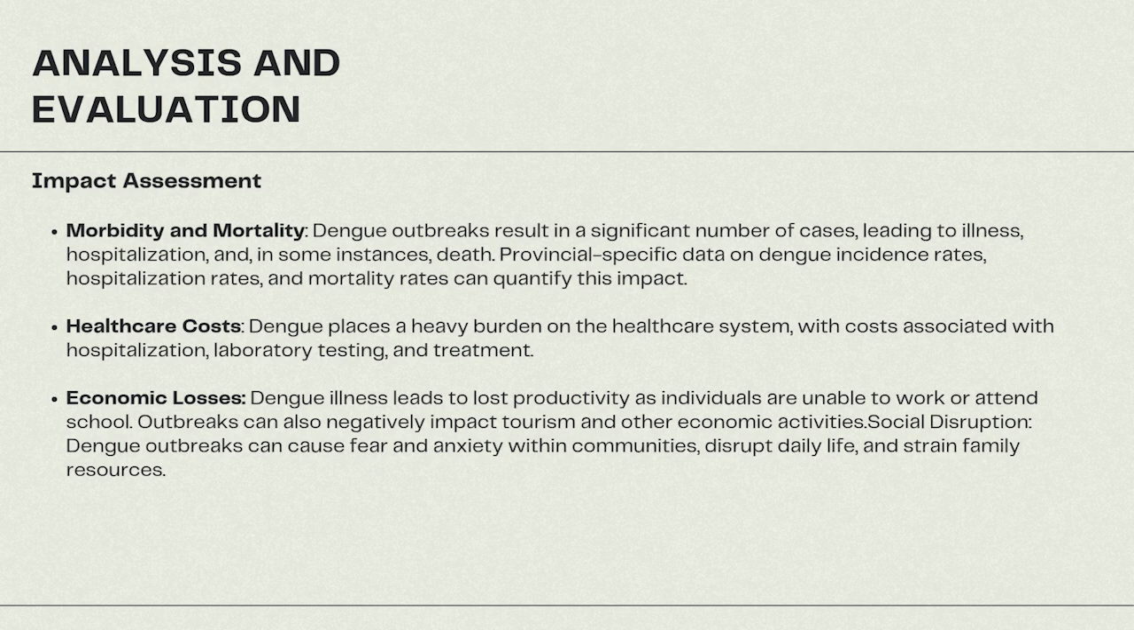So, for impact assessment, dengue outbreaks have a major impact on both health and society. They cause significant illness, hospitalizations, and even deaths, as shown by provincial data. These outbreaks strain the healthcare system due to the cost of treatment and testing. Economically, they lead to lost productivity and can hurt sectors like tourism. On a social level, dengue disrupts daily life, causes fear in communities, and places pressure on families. Dengue outbreaks pose serious public health and socio-economic challenges.